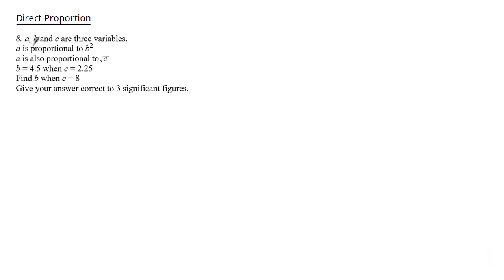So in this question, we're told that a, b, and c are three variables. A is proportional to b squared. A is also proportional to the square root of c. B equals 4.5 when c is equal to 2.25. And we've been asked to find b when c is equal to 8, giving our answer correct to 3 significant figures.